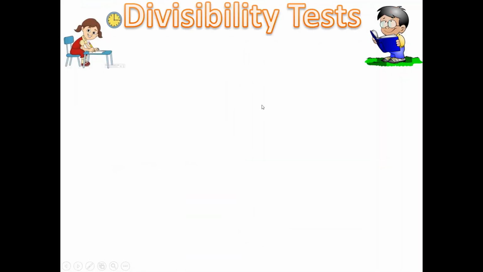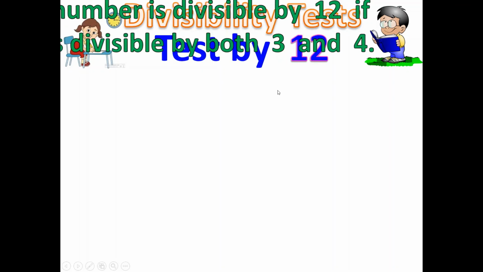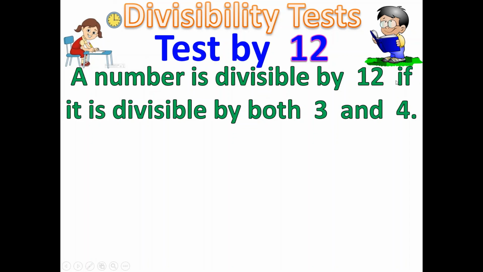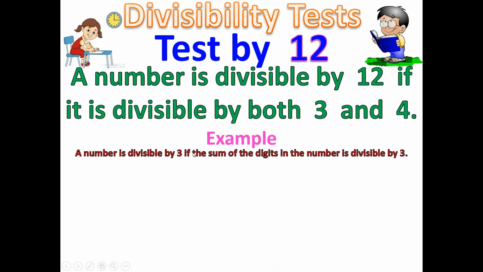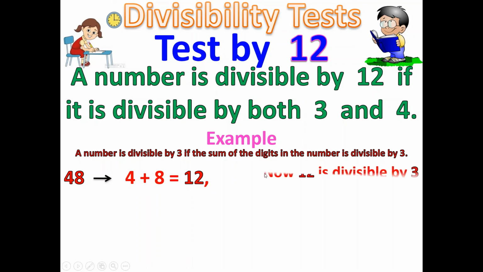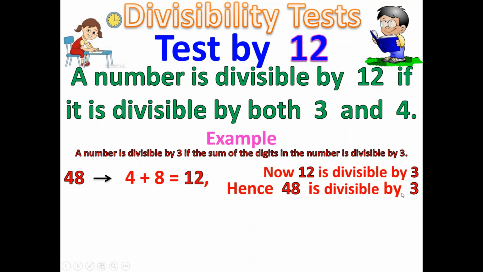Now we go on to the next slide, that is divisibility test by 12. Now a number is divisible by 12 if it is divisible by both 3 and 4. Example, a number is divisible by 3 if the sum of the digits in the number is divisible by 3. Now 48. Now 4 plus 8 is equal to 12. Now 12 is divisible by 3. Hence 48 is divisible by 3. Now why do we take the 3 table? I will say afterwards.